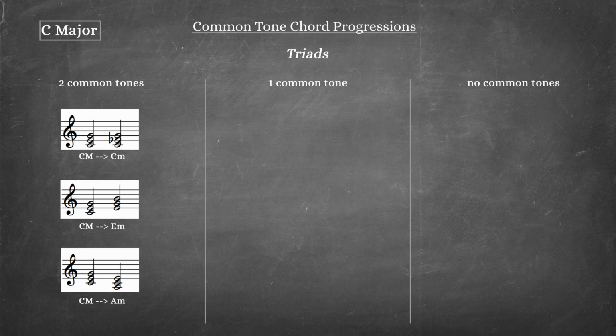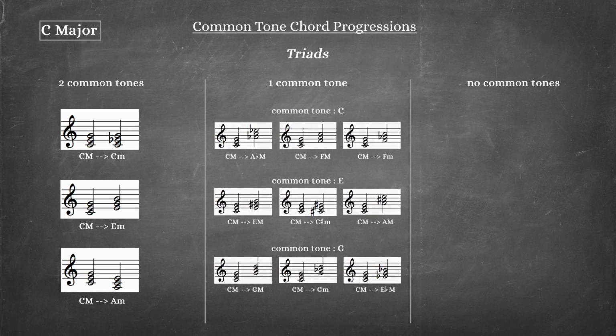When 2 of the 3 notes stay the same, the resulting harmonic shift feels very closely related to the first chord. It doesn't seem like we've had to travel any great distance, harmonically speaking. From C major, there are 9 triads that share 1 common tone. C major shares the note C with A flat major, F major, and F minor. It shares the note E with E major, C sharp minor, and A major.